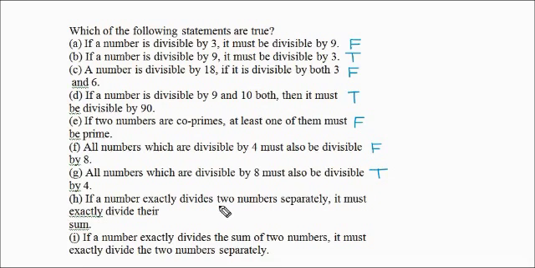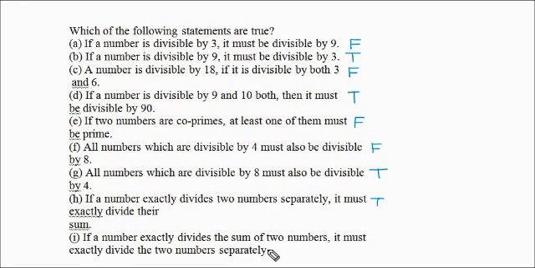If a number exactly divides two numbers separately, it must exactly divide their sum. Exactly divide means it is a factor. So if we have a number which is a factor of two numbers, then it must be a factor of their sum, which is correct. That's what we have learned, rule number 3, which was based on the distributive property. If two numbers are divisible by one number, then their sum also is divisible by that number. So it is true.